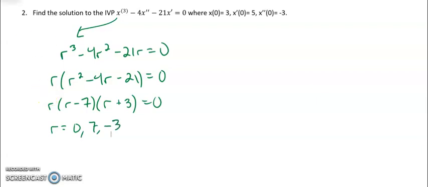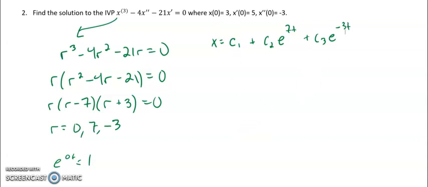So those become my exponential pieces. x is equal to e to the, well, here, you should know that e to the 0t is just 1. So for this first one, instead of writing c1 times e to the 0t, I just write c1, because e to the 0t is 1. Plus c2 times e to the 7t, plus c3 times e to the negative 3t.